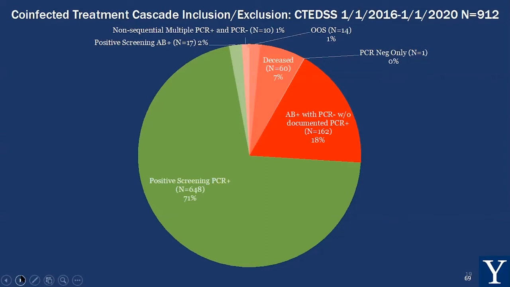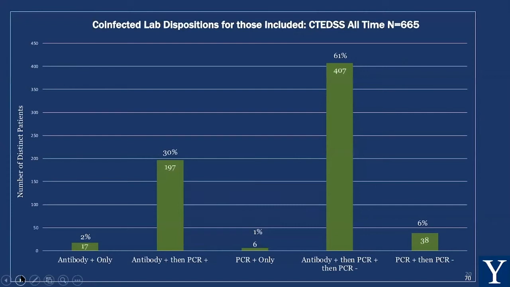Next slide. So if we take these folks who are in the green, so 665 patients who look like they're eligible for treatment, then you look at antibody positive, then PCR positive, then PCR negative, 407, those are folks who look like they've been cured. So of our starting point of 665, then we need to move to the next slide.